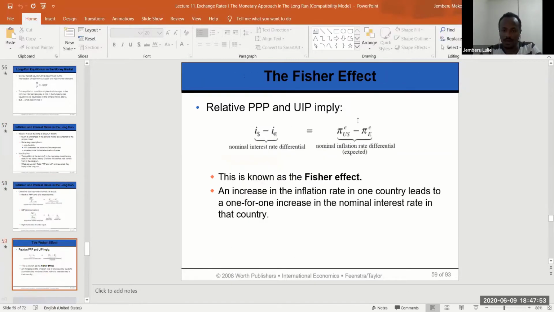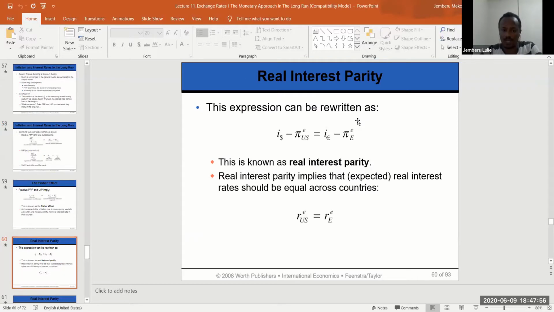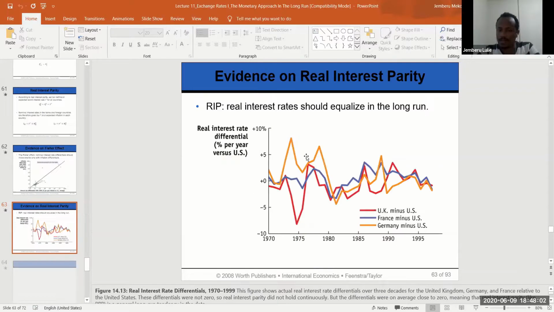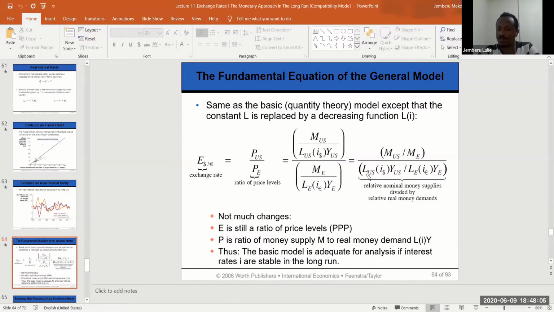So the fundamental equation of the general model actually becomes something which consists of interest rate, money growth, inflation, GDP growth, etc. So we can find all the variables we mentioned earlier here. Now we can get interest rate, we can get money, we can get GDP growth, and we can also talk about inflation differential, etc.